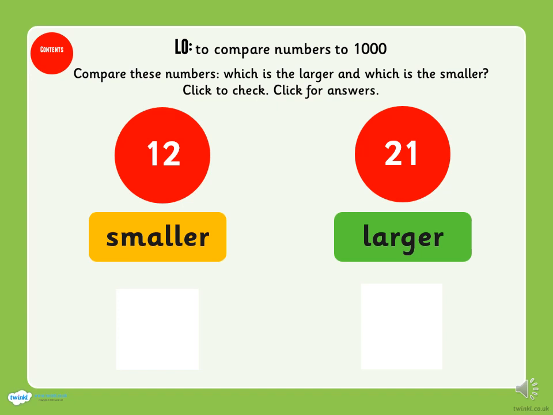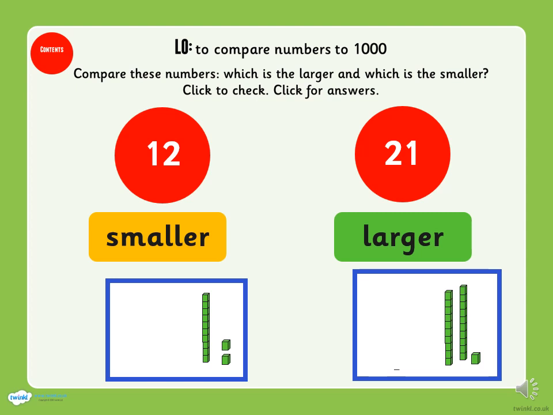Now we want to show this using pictures of tens and ones. So we're going to do that now. We've got a 10 and two ones. And then for 21, we've got 2 tens and a 1. So this is how we partition these numbers.